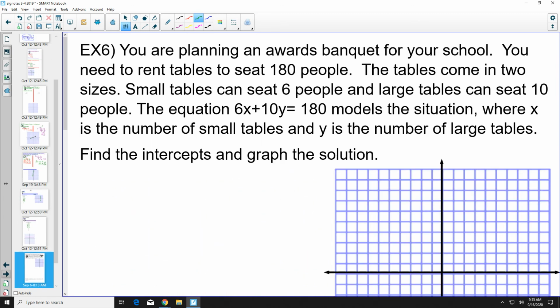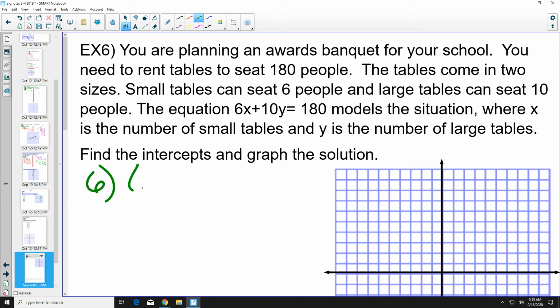All right, we have one last question. So put a number 6 on your paper. You are planning an awards banquet for your school. You need to rent tables to seat 180 people. The tables come in two sizes. Small tables can seat 6 people and large tables can seat 10 people. The equation 6x plus 10y equals 180 models the situation where x is the number of small tables and y is the number of large tables. Find the intercepts and graph.